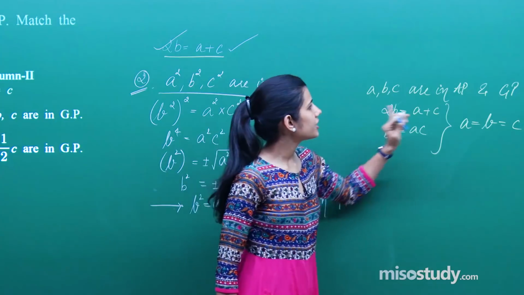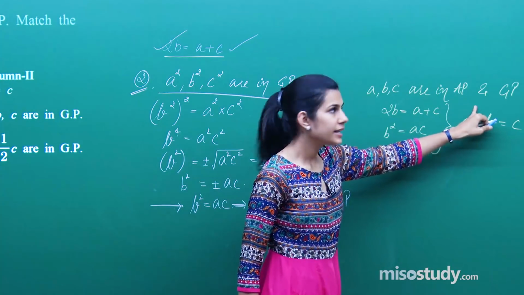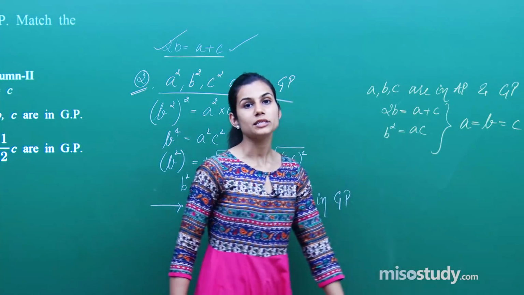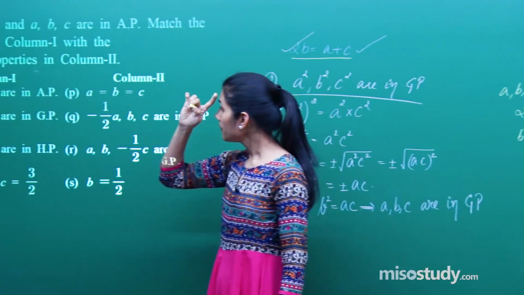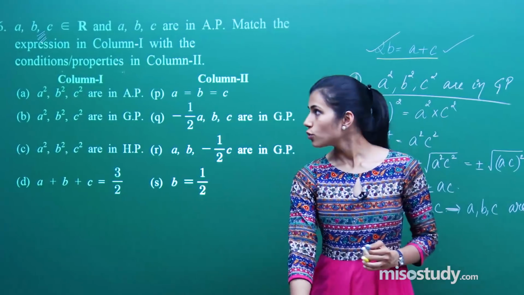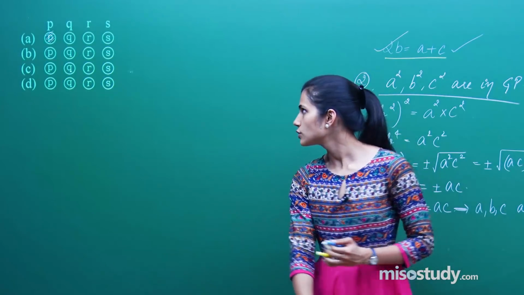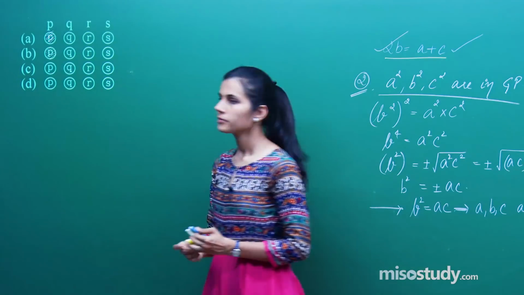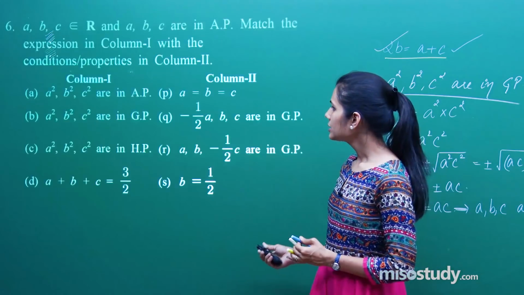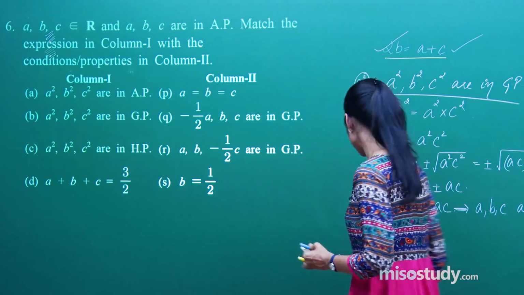Similarly, if A, B, C are in AP and GP, that means A is equal to B is equal to C. So even B is getting matched to P in that situation, right? So B gets matched also to P. Right? Let's talk about the C case.